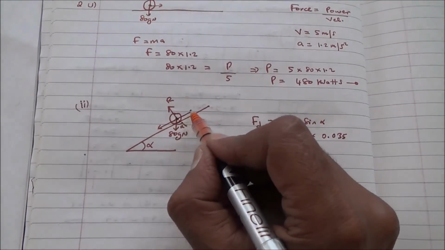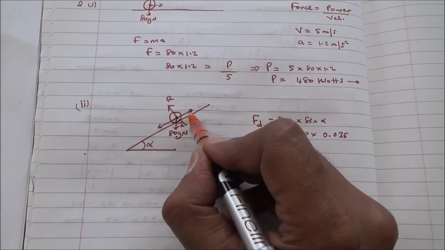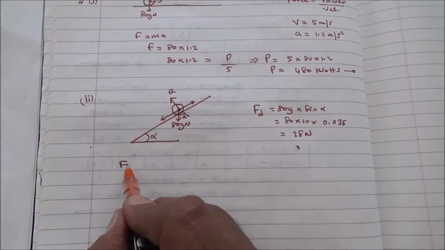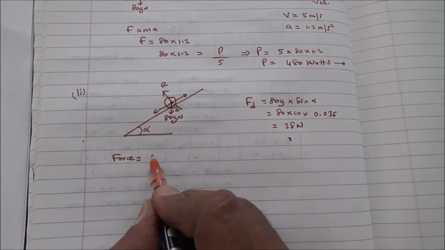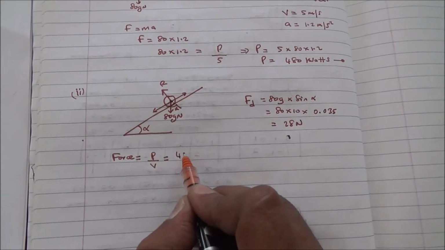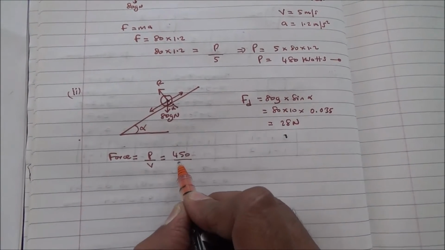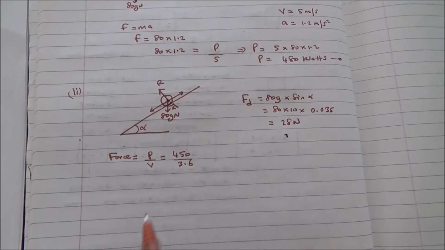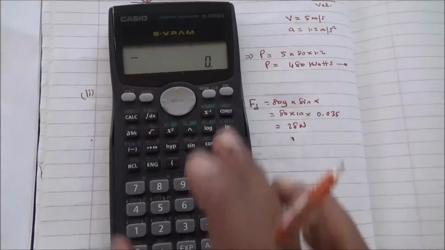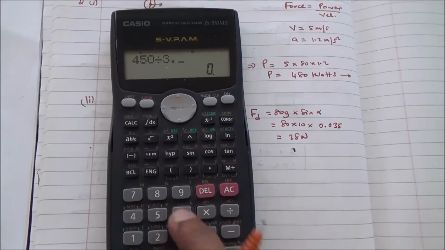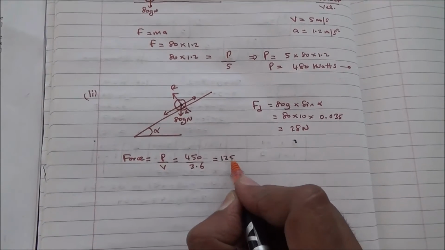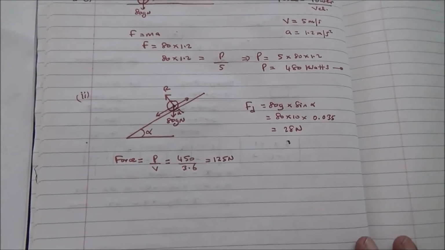What is the driving force of the cyclist? Now we should know that force is also power over velocity. The power, we are told in the question, is 450 over the velocity, which is 3.6. Alright, and if you divide that, 450 divided by 3.6, 125 newtons. So we have the force as 125 newtons.